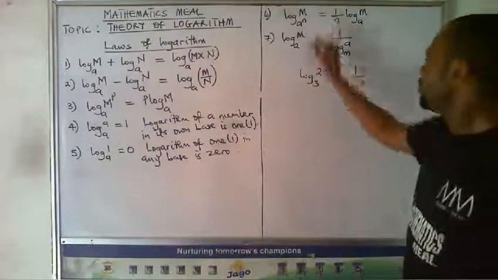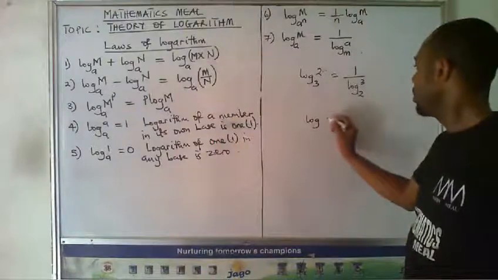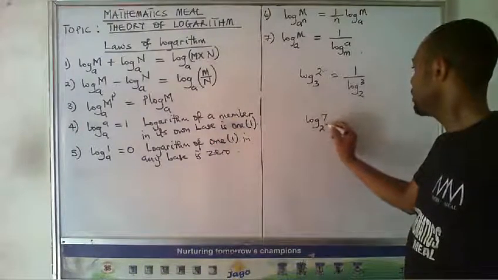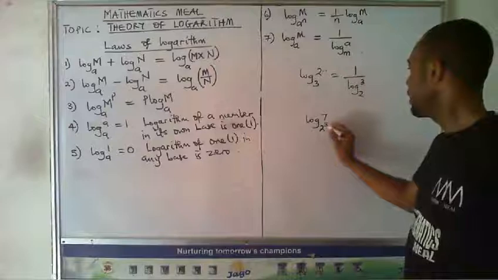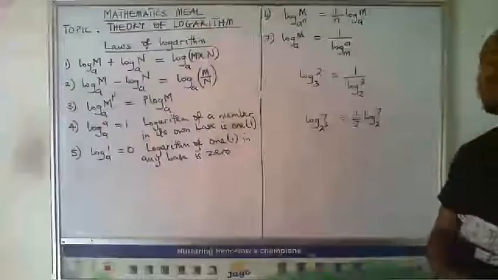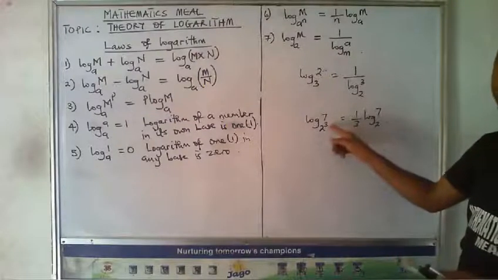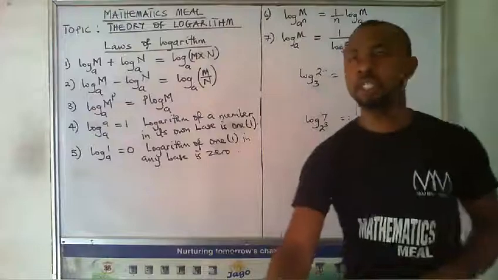If we use symbols for the sixth law, if I have log 7 in base 2 raised to power, let's say 3, that will give me 1 over 3 log 7 in base 2. That's what we are going to have when the power is on the base. Take note of all this.